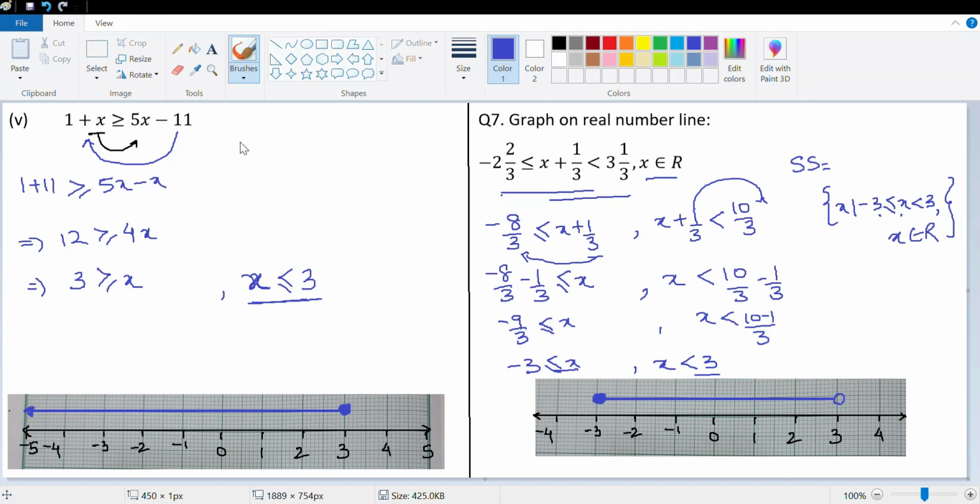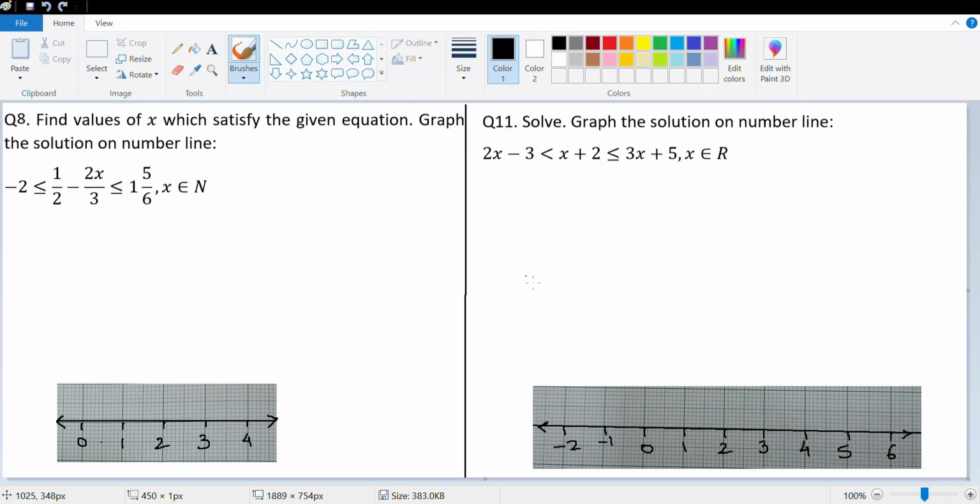The next question that we solve would be question number 8. It says, find the values of x which satisfy the given equation. Graph the solution on the number line. Perfect. Again, let's divide this into 2 parts, one here and one here. So let's just start from here, and x this time belongs to a natural number.